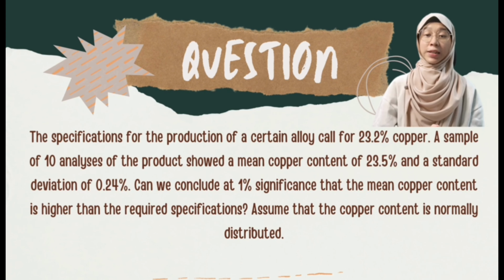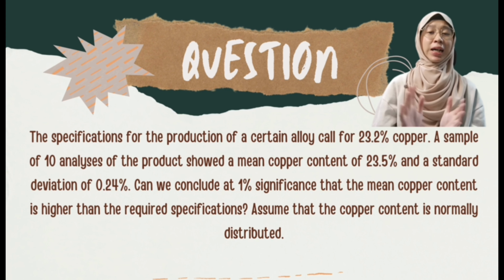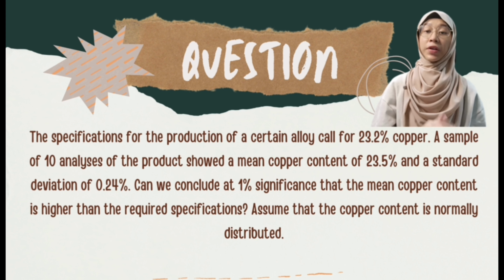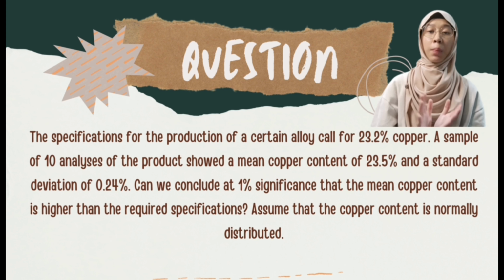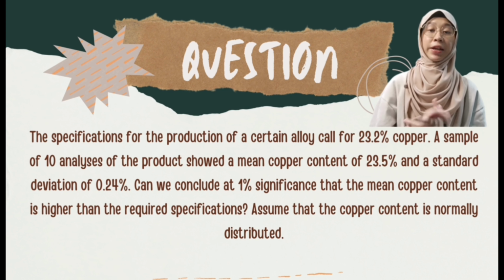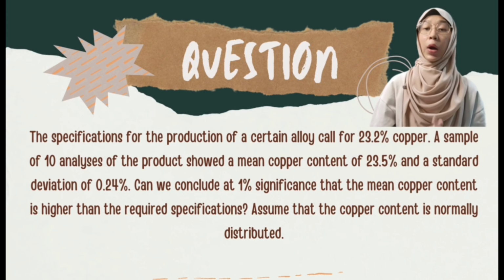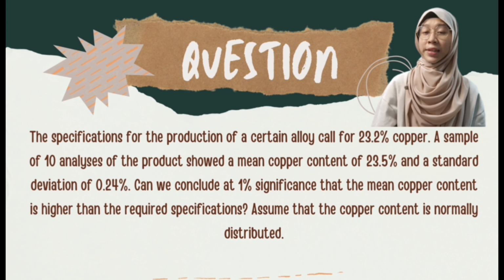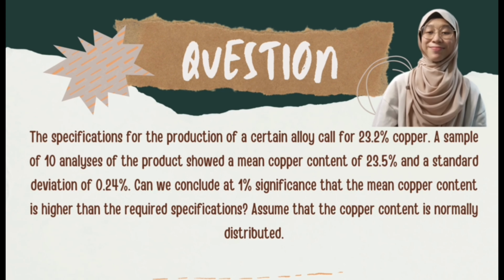The specifications for the production of a certain alloy called for 23.2% copper. A sample of 10 analyses of the product showed a mean copper content of 23.5% at a standard deviation of 0.24%. Can we conclude at 1% significance that the mean copper content is higher than the required specifications? Assume that the copper content is normally distributed.